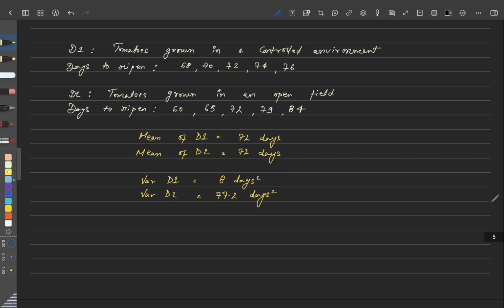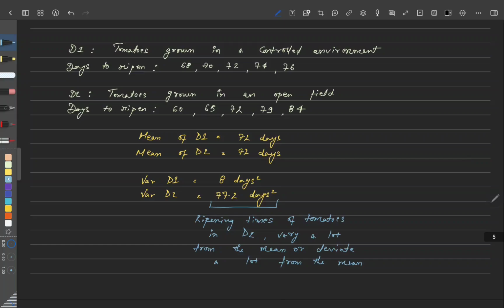This simply tells us that the ripening times of tomatoes in data set 2 vary a lot from the mean, or deviate a lot from the mean, as we called it, degree of dispersion or degree of spread. So it has a high degree of dispersion, a high degree of spread.